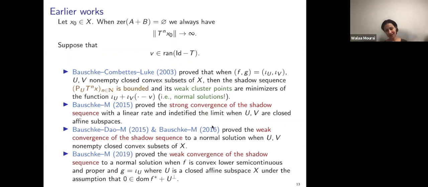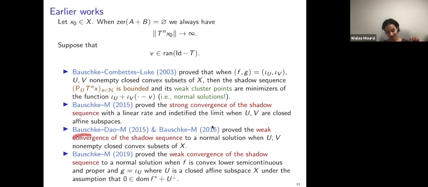Now, based on that, in 2015, the first positive convergence result, we proved strong convergence of the shadow sequence, with a linear rate and an identified limit, when the sets are closed affine subspaces.